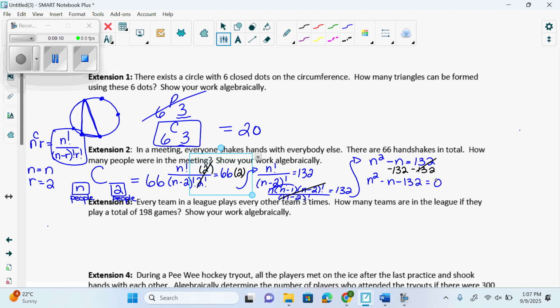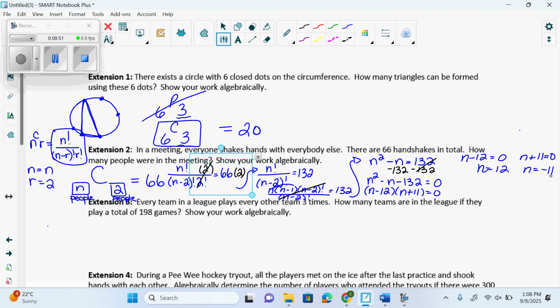You figure out the two numbers. What multiplies to give me negative 132 and adds to give me negative 1. Go. Yeah. Got that. Negative 12, positive 11. So we get (n minus 12)(n plus 11) equals 0. And then remember, we have to set them each equal to 0. n minus 12 equals 0. n plus 11 equals 0. n equals 12. n equals negative 11.